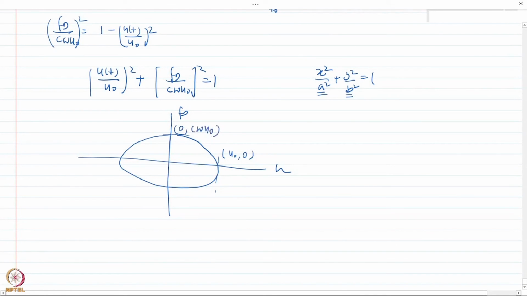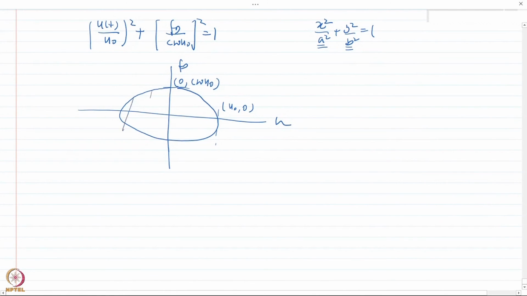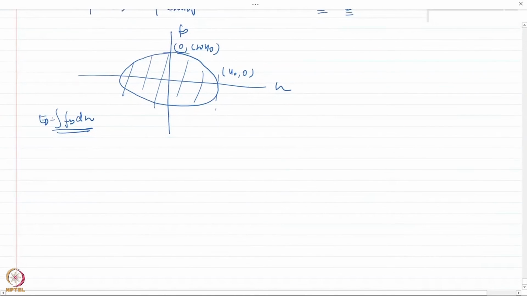And what would be the total energy dissipated here? It would be the integral of FD du, which is basically the area under this curve. Remember, this was the expression for the energy dissipation, right? So the area under this ellipse is pi times the first intercept, u naught, times the second intercept. So it comes out to be pi c omega u naught square, which is the same expression that we derived earlier. So even through the graphical representation, we arrive at the same expression.